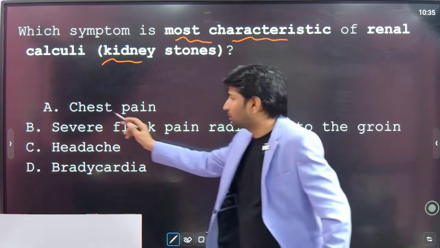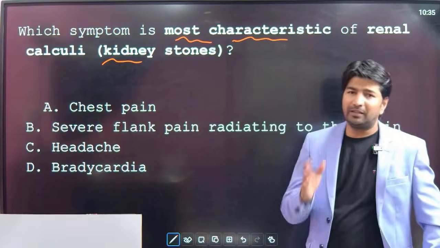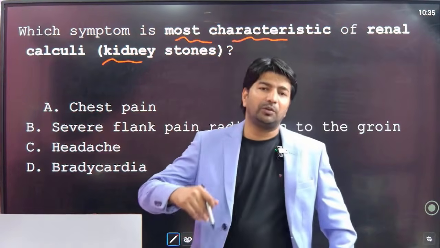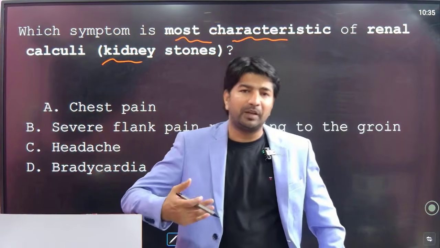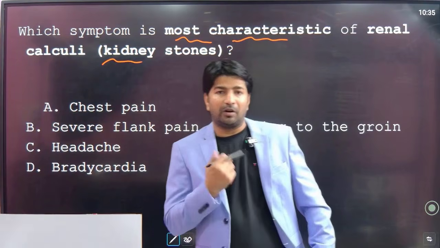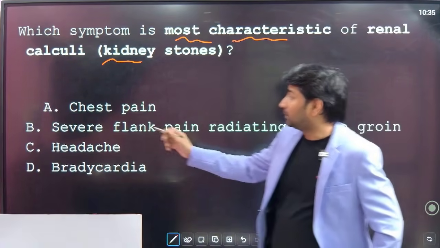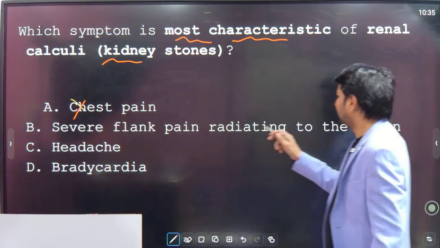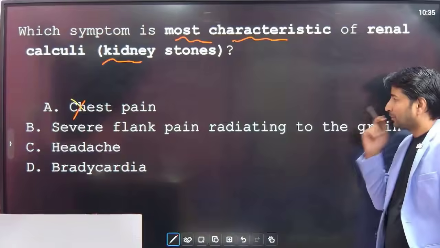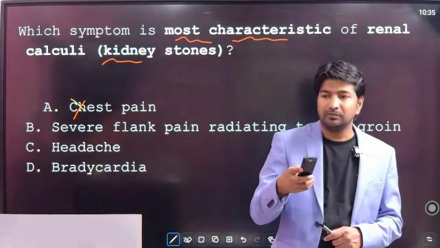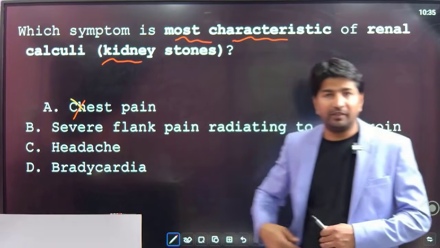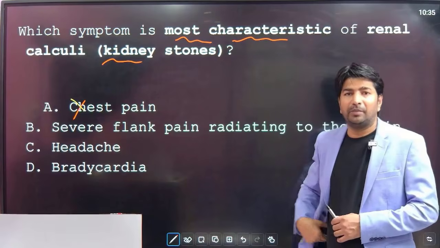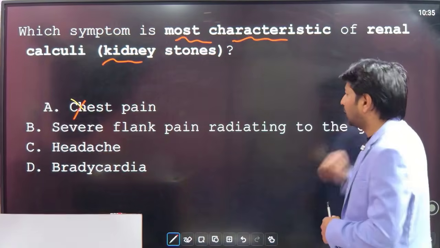The first option is chest pain. Chest pain has nothing to do with it when there's a stone in the kidney, because chest pain is mostly related to the heart. So this will also be wrong here. Option B, severe flank pain that radiates to the groin. Flank pain can occur because our kidney's location is in the flank region. So if the kidney is in the flank region, there will be pain there that radiates to the groin.